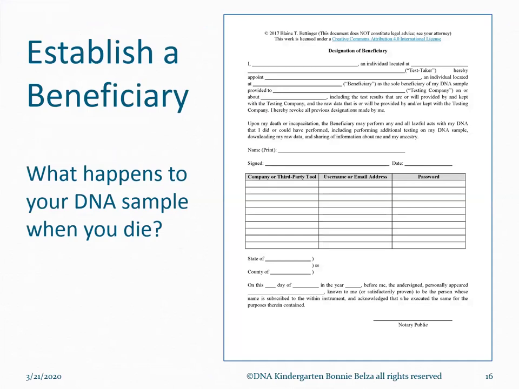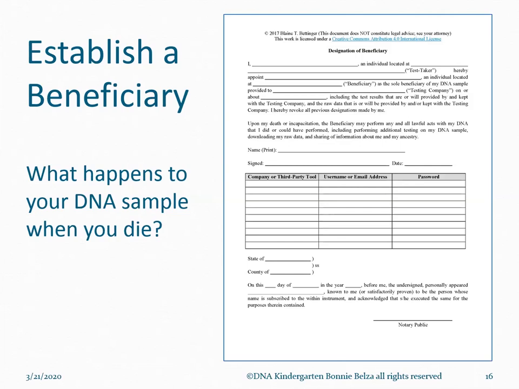Speaking of your future generations, you'll want to identify a beneficiary, someone who can take responsibility for your DNA results and your accounts that you have to access those results. This form by Blaine Bettinger is available at his website, and it's not an official legal form. You might want to review it with your own attorney, but it does allow you, between yourself and a designated person, to share permission for them to have access to your data. And it also gives you the ability to fill out in that box in the middle the name of the companies where you may have tested, and most importantly, your username and/or email address and password.